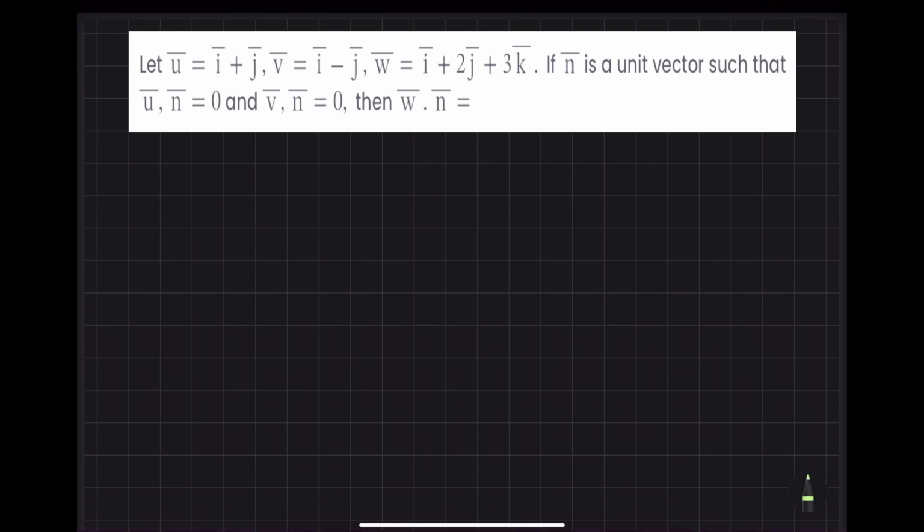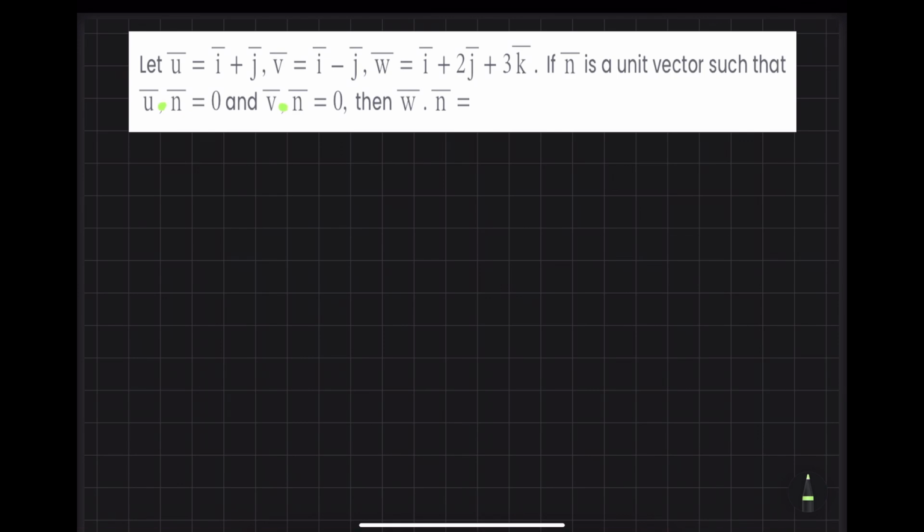So, we got a wholesome new problem which says: let vector u equals i plus j, vector v equals i minus j, vector w equals i plus 2j plus 3k. If n is a unit vector such that u dot n equals 0, v dot n equals 0.